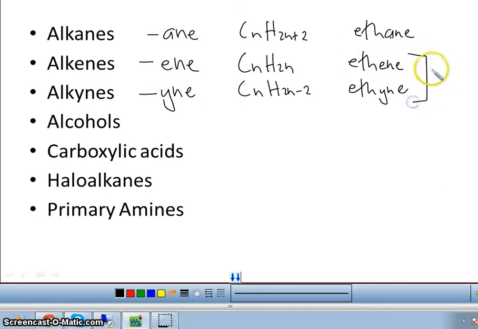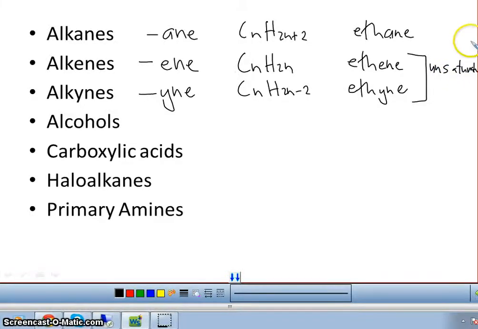These are known as unsaturated. Run out of room. This one is known as saturated. Okay, you can't put any more bonds on the carbons. These ones you can, so they are unsaturated. You could put more on. You could make them more wet if you want to think about it as water, kind of when you're saturated, you can't get any more wet.